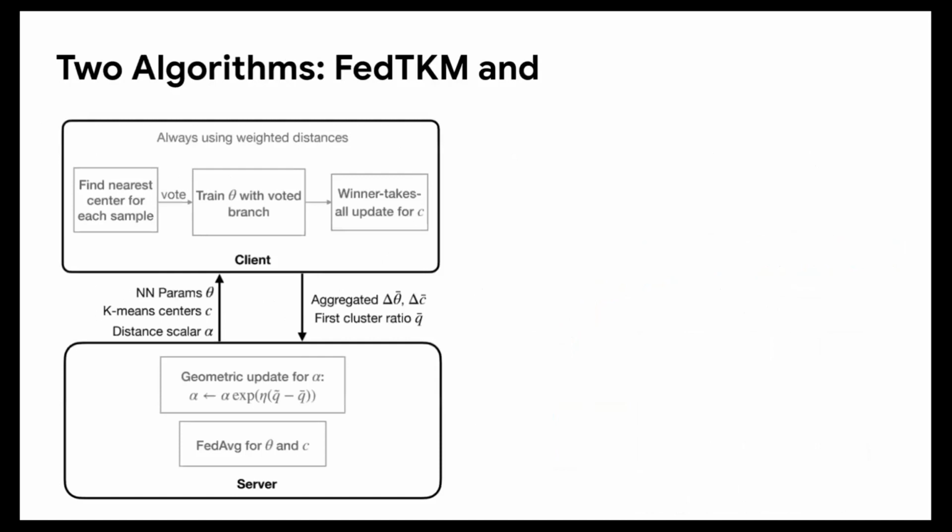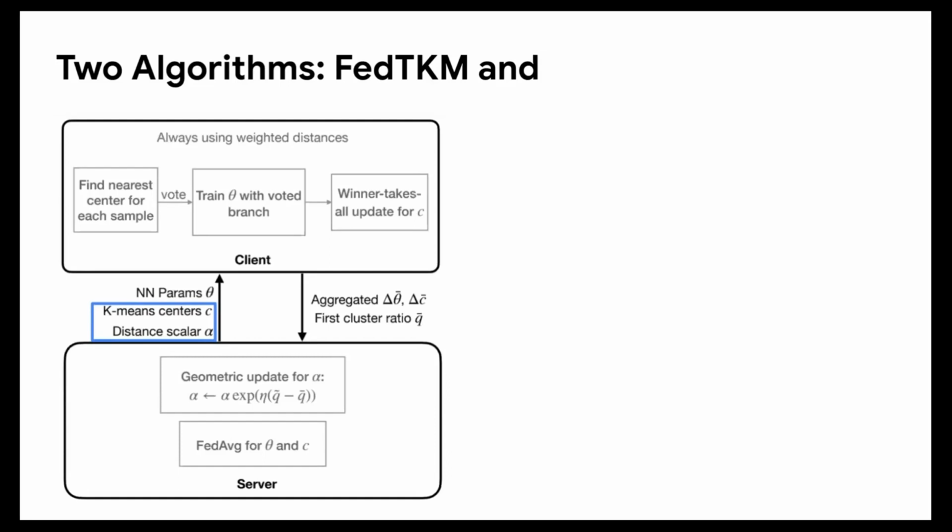The first one is called FedTKM. We named it FedTKM because the mixture model is based on k-means clustering. Basically, we incorporate a k-means clustering module into the multi-branch networks and train the module together in a variant of federated averaging. We further introduce a distance scalar alpha to shift the boundaries between the clusters. This is how we incorporate the temporal prior in this algorithm.